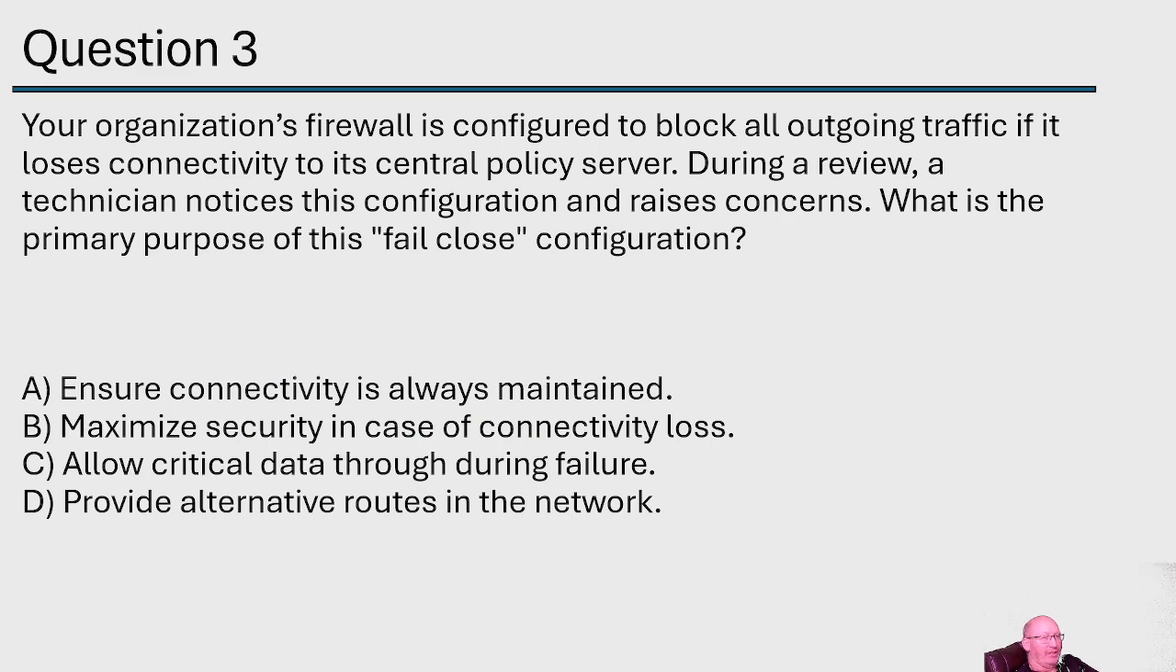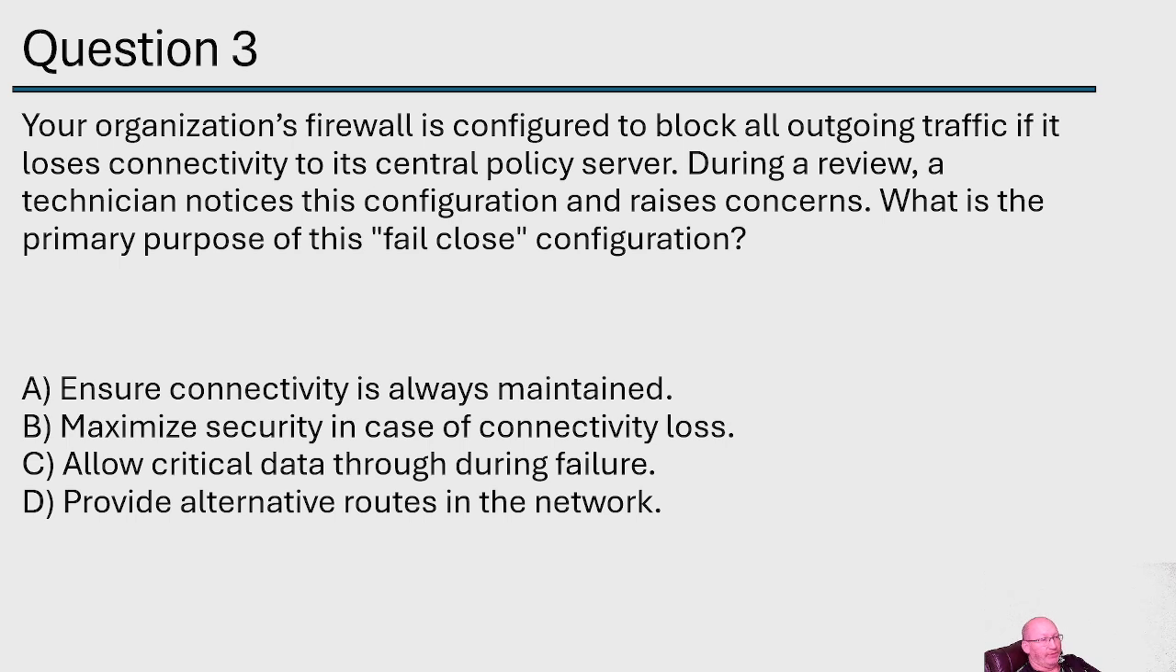Question number 3. Your organization's firewall is configured to block all outgoing traffic if it loses connectivity to its central policy server. During a review, a technician notices this configuration and raises concerns. What is the primary purpose of this fail-close configuration? Well, we kind of already told you what fail-close is, but what's the primary purpose of this fail-close configuration? I know, a little bit difficult on this one.